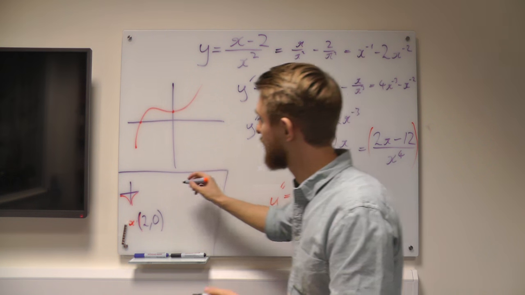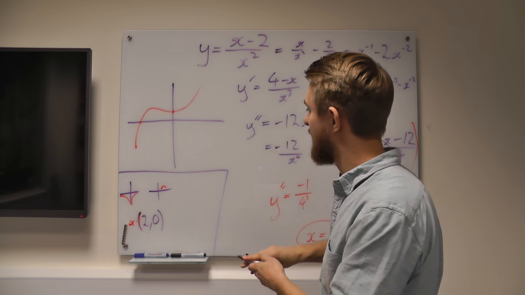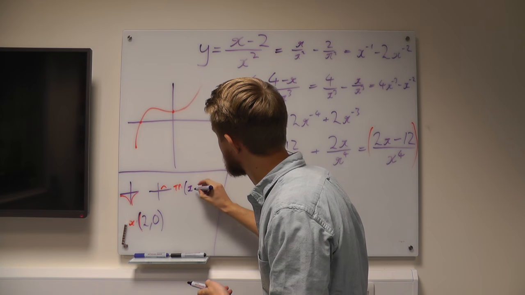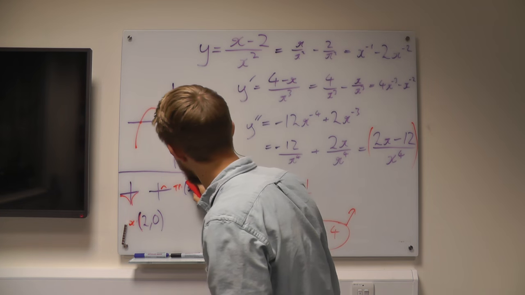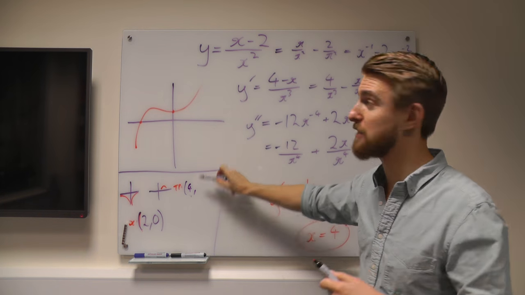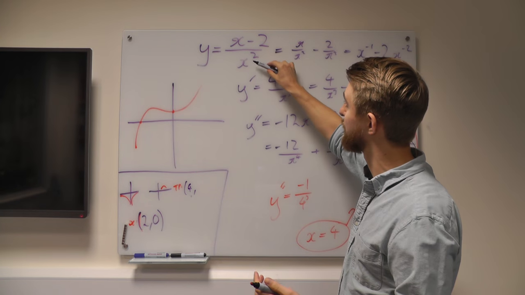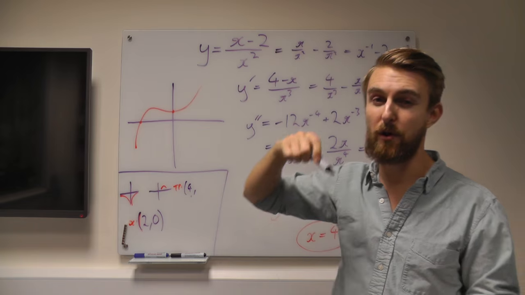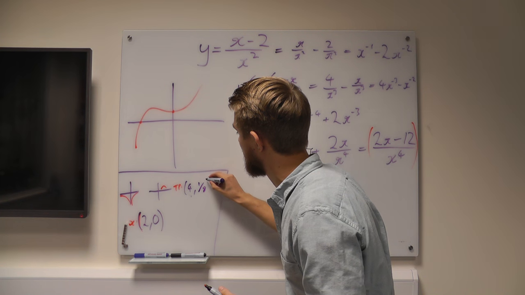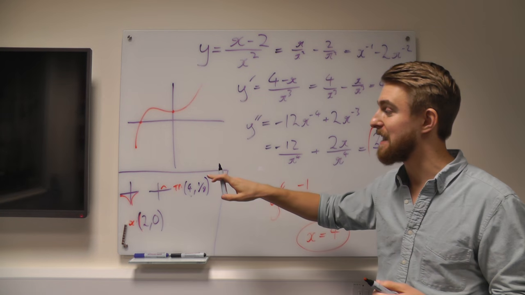Okay, so we know it's going to look something like, it's going to have a point in it somewhere that does this. Okay, and it's going to be a turning point, so TP. And that turning point is at the coordinate 4, and then to find the y coordinate of our turning point, we just sub the x coordinate back into our original equation. So 4 minus 2 is 2, and divided by 16, so 4 squared is 16, so that's 2 over 16, which is 1 over 8. So it's at the point (4, 1/8), like that. So we have now found our asymptote, our x-intercept, and a turning point.